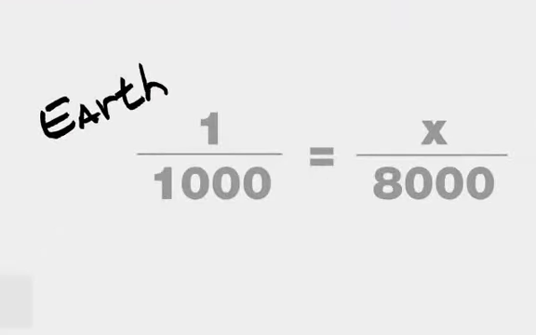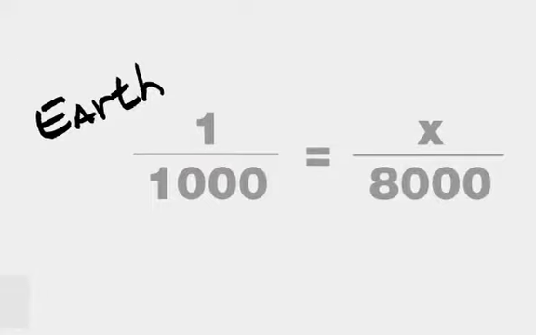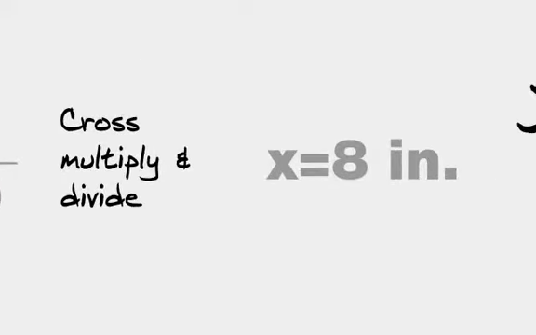So right here, 1 inch represents 1,000 miles. So if Earth is 8,000 miles, what would X be? Well, how do you go from 1,000 to 8,000? Multiply by 8, so 1 to X. We cross multiply, divide, either way, and you get X equals 8 inches. So if I'm going to make a scale model of Earth where every inch represents 1,000 miles, I would want the Earth to be 8 inches.